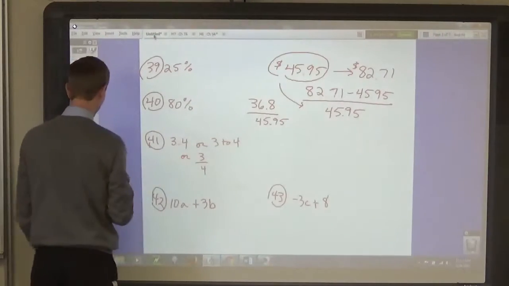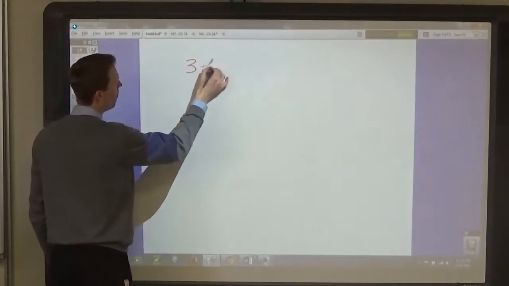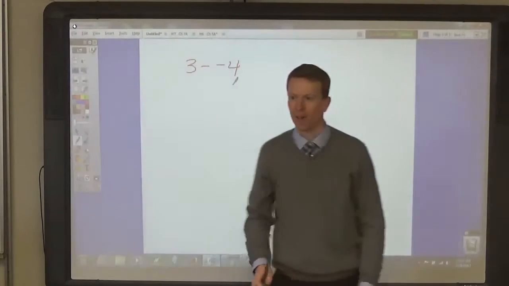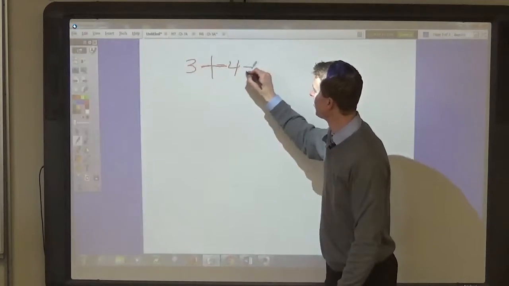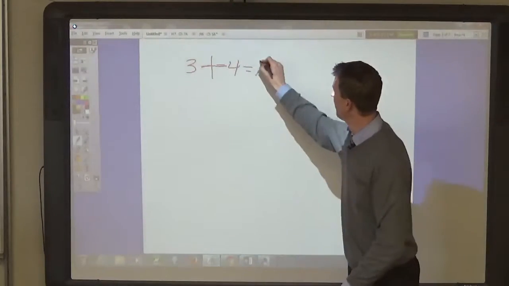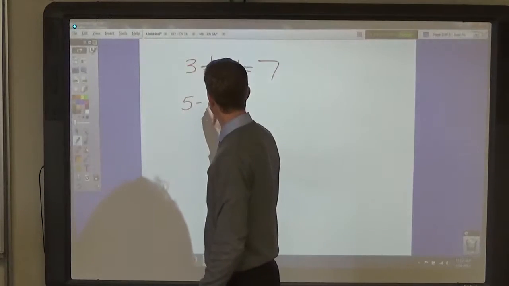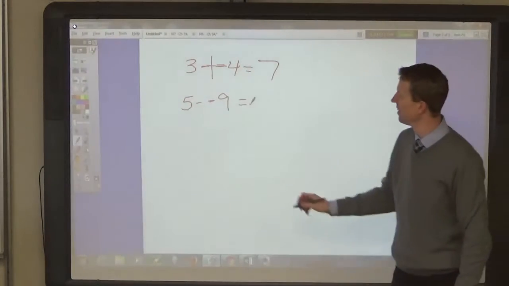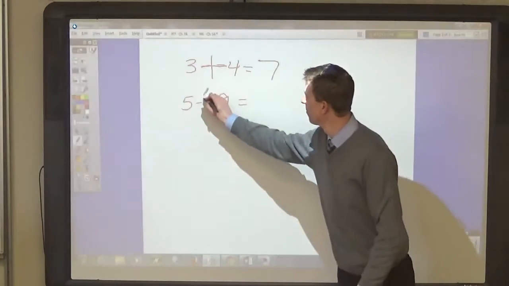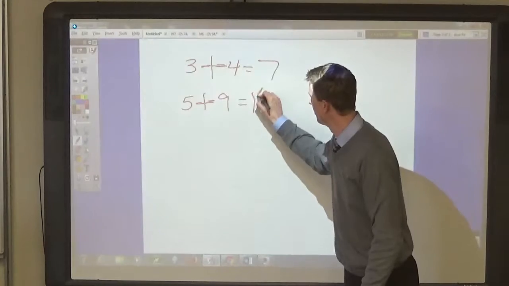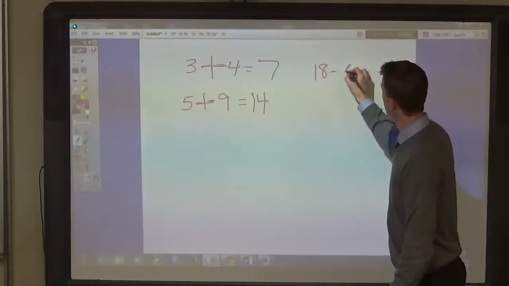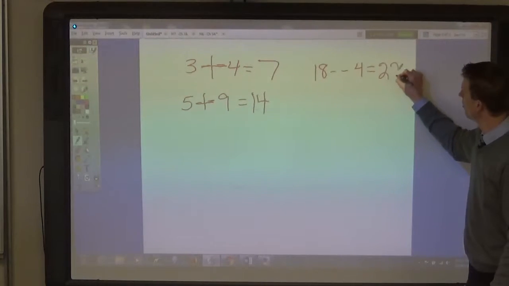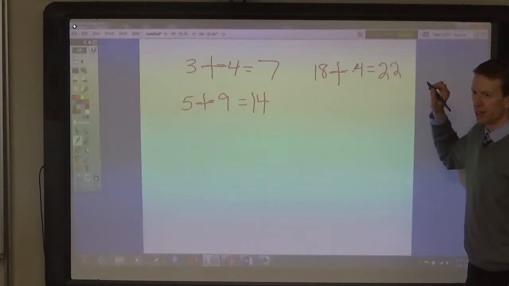Let's try some of these. What would be 3 minus negative 4? Minus equals plus. What is it, class? 7! 5 minus negative 9. 14. Yeah. What would be 18 minus negative 4? 22. Because we would change that to a plus sign, okay?